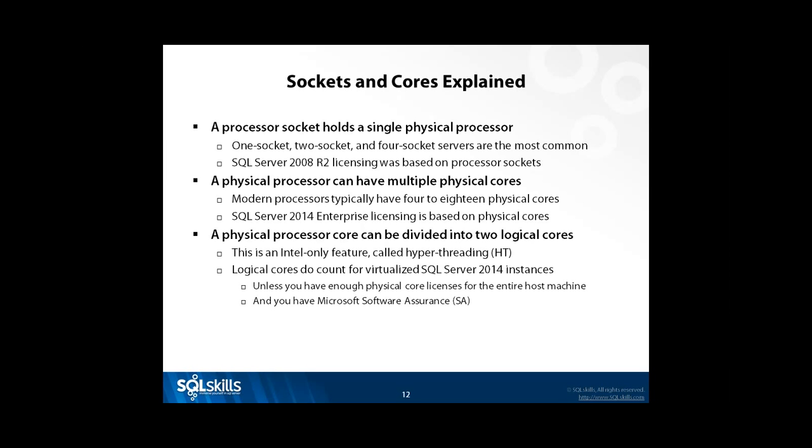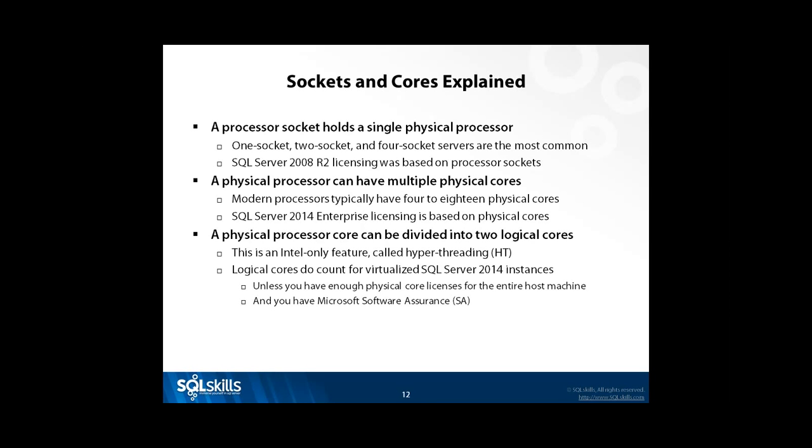And back in the good old days of SQL Server 2008 R2, that's how your licensing was done. So you would get one processor license that covered that entire processor, no matter how many cores were on it. And then when SQL Server 2012 came out, they changed the licensing so it was based on physical cores instead of physical sockets. And a modern physical processor has multiple physical cores inside, and typically it's anywhere from 4 physical cores all the way up to 18 right now. So you've got to get a core license for each one of those physical cores. And that's how it works with SQL Server 2012 and newer.